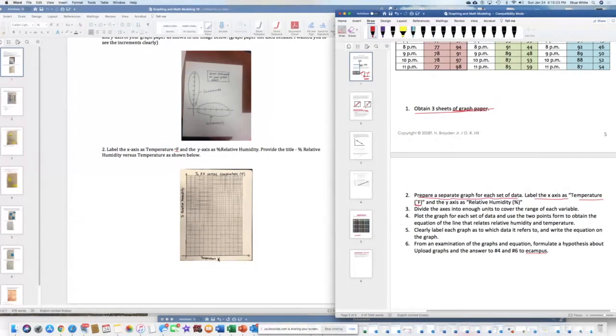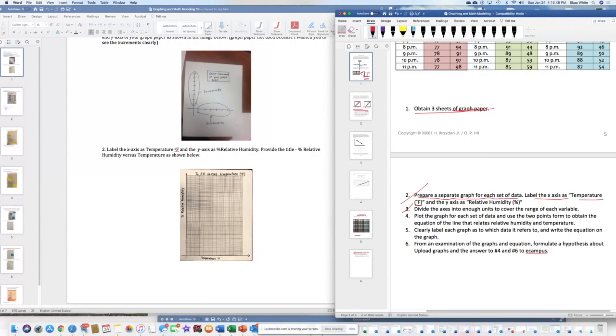So I wrote temperature degrees Fahrenheit. I don't want to write x-axis here because that's known. So in doing this, I did both that first one and I did this. And then label the y-axis as relative humidity percent. I did that. So these 2 and 3 are done.